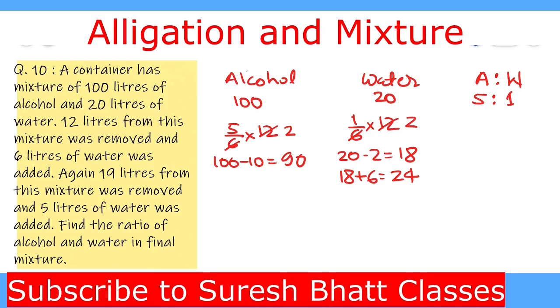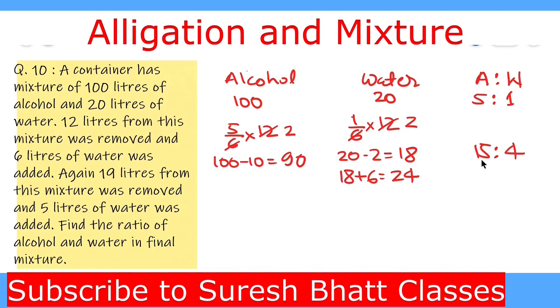90:24 is nothing else but 15:4, as 90 divided by 6 gives us 15 and 24 divided by 6 gives us 4. So this ratio 90:24 is 15:4. Now 19 liters is withdrawn and 5 liters of water was added. So in 19 liters of mixture we have to find the quantity of alcohol. The alcohol ratio water is 15:4.